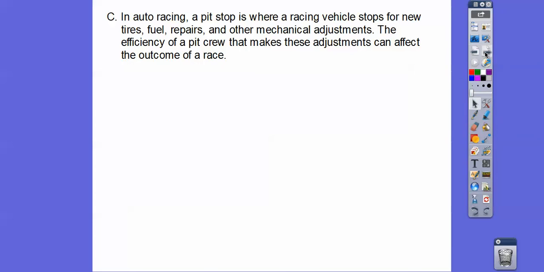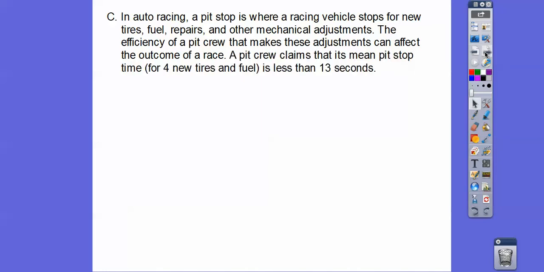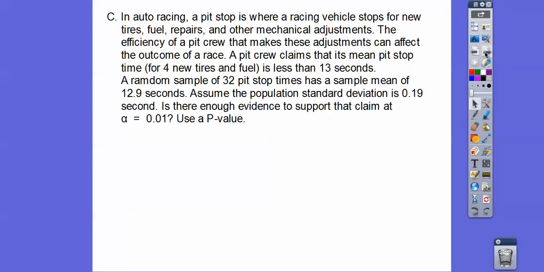In auto racing, a pit stop is where a racing vehicle stops for new tires, fuel, repairs, and other mechanical adjustments. So the efficiency of a pit crew that makes these adjustments can affect the outcome of a race. You guys have seen those guys, they're fast. A pit crew claims that its mean pit stop time for 4 new tires and fuel is less than 13 seconds. So a random sample of 32, there's n.